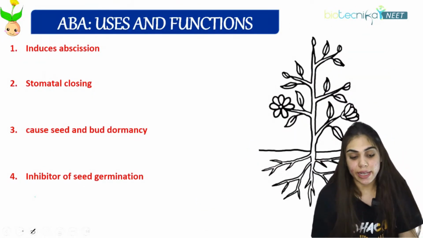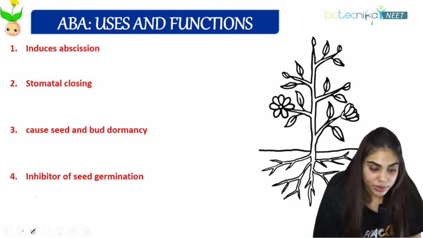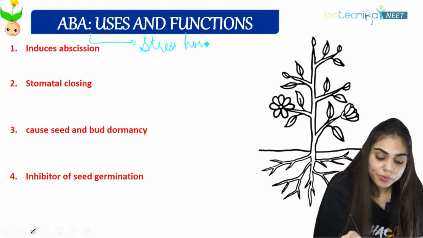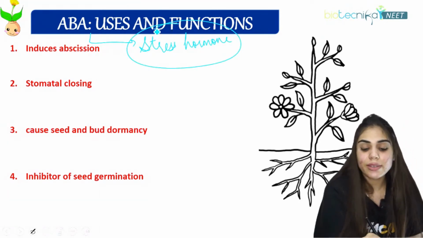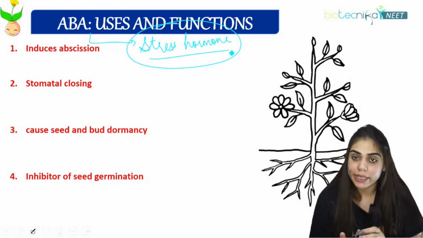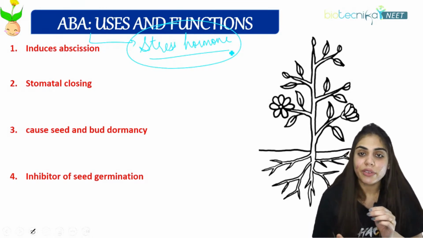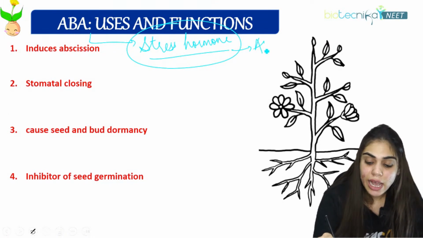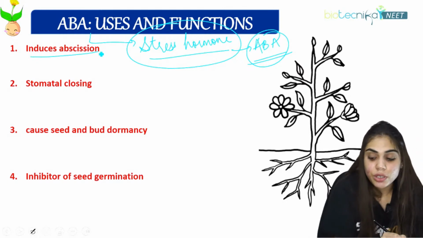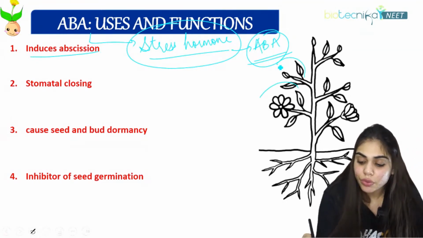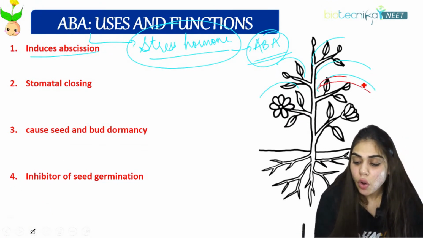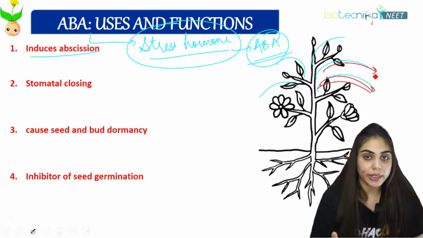Now coming to abscisic acid. What are the uses and functions of abscisic acid? Abscisic acid is also called a stress hormone. Whenever the plants are facing any kind of stress, biotic or abiotic, in the environment, they will start releasing abscisic acid. Now, what does this abscisic acid do? It will induce abscission. It will cause the leaves to fall from the plant because the plant has faced adverse conditions in the environment. So all the leaves and fruits will be shed in the surroundings.